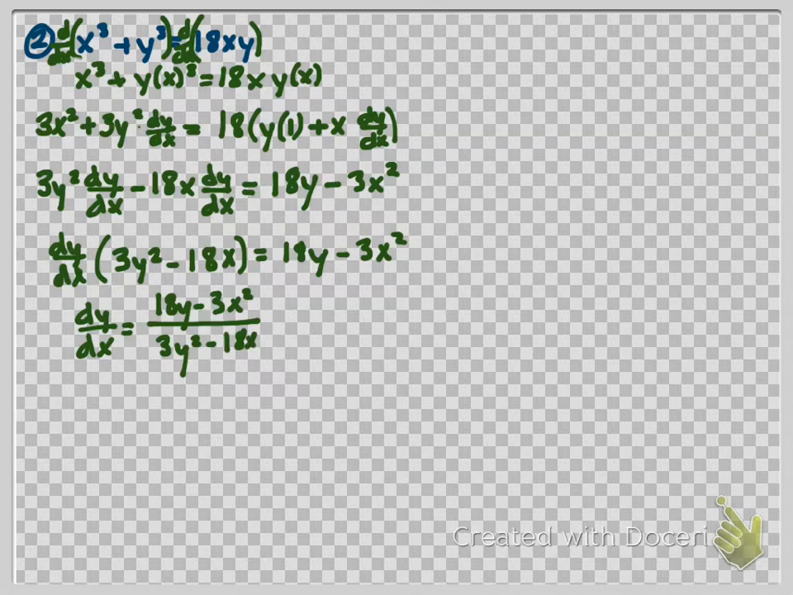And that is not my final answer, and you should see why. You can take it out. I can take a 3 out of both the top and the bottom. So this is 3 times 6y minus x squared over 3 times y squared minus 18x. I'm sorry, you're right, thank you.